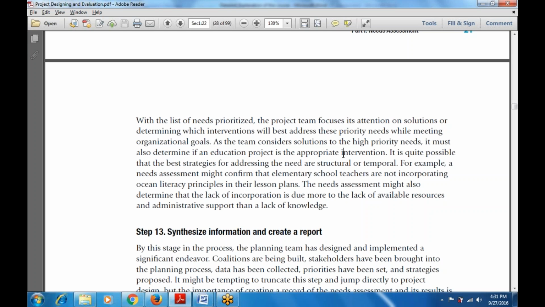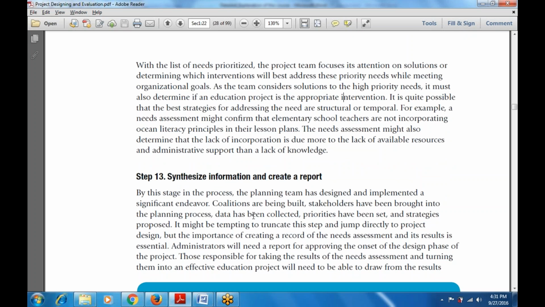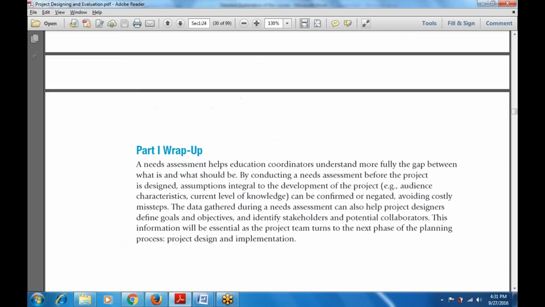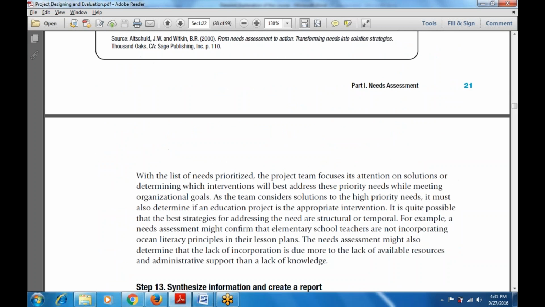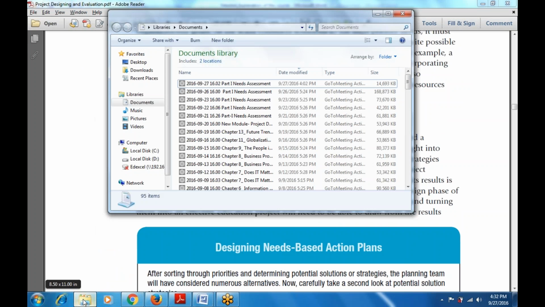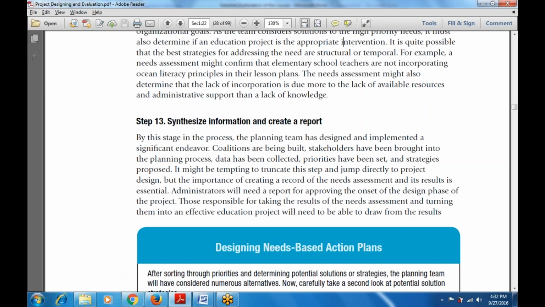The next step is step number 13: synthesize information and create a report. Synthesize means that whatever information has been created, we synthesize it and create a report. That means wrapping up the information and also creating a report.